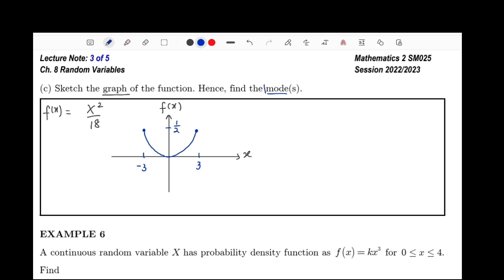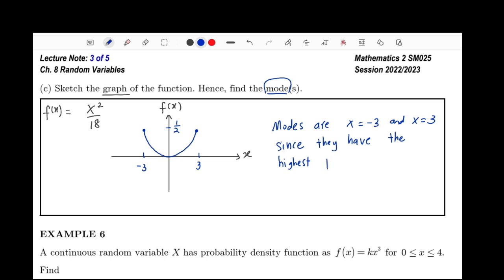Next, the question asks us to find the mode. So the mode is x equal to -3 and x equal to 3, since they have the highest probability, which is half here.